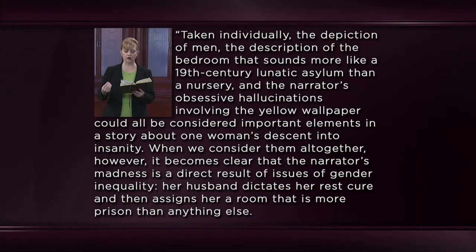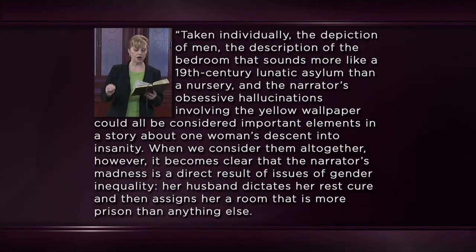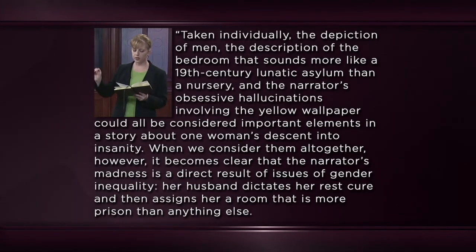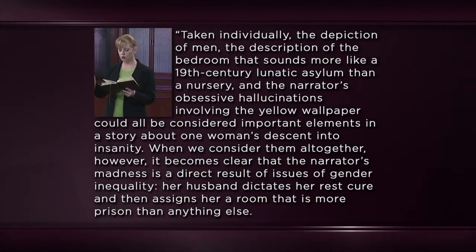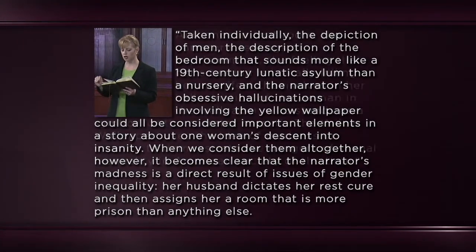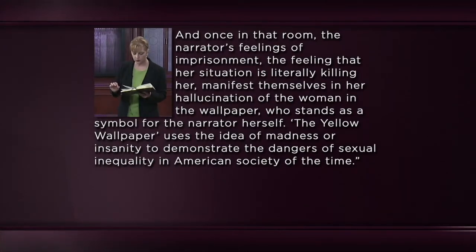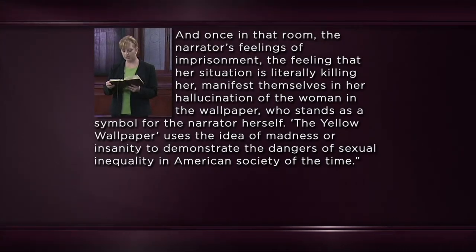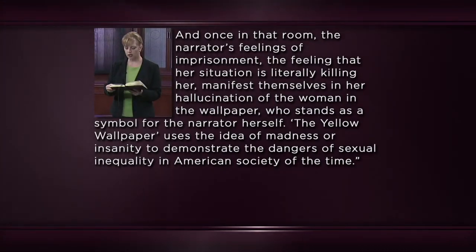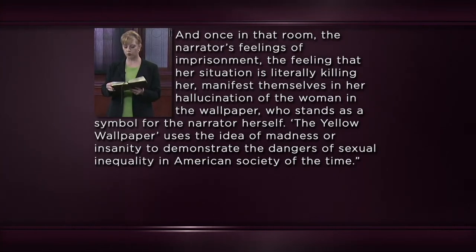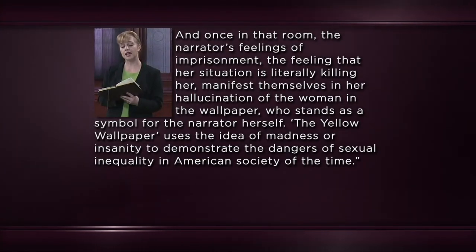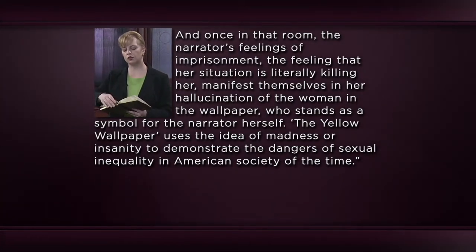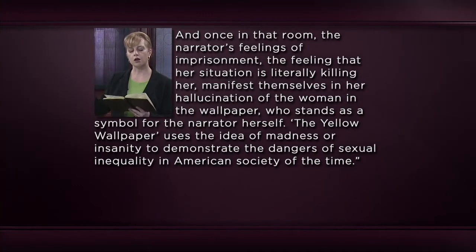When we consider them all together, however, it becomes clear that the narrator's madness is a direct result of issues of gender inequality. Her husband dictates her rest cure and then assigns her a room that's more prison than anything else. And once in that room, the narrator's feelings of imprisonment, the feeling that her situation is literally killing her, manifest themselves in her hallucination of the woman in the wallpaper, who stands as a symbol for the narrator herself. The yellow wallpaper uses the idea of madness or insanity to demonstrate the dangers of sexual inequality in American society of the time.